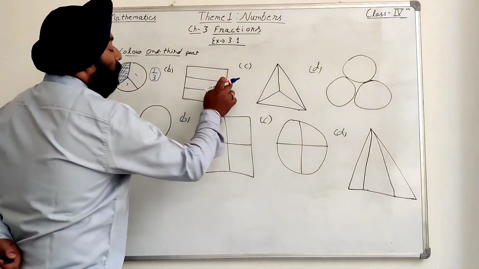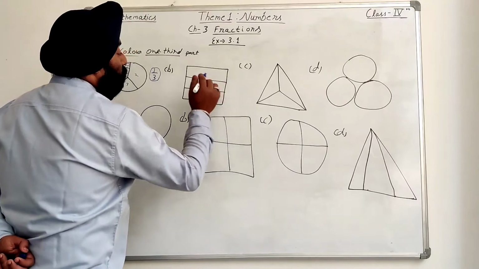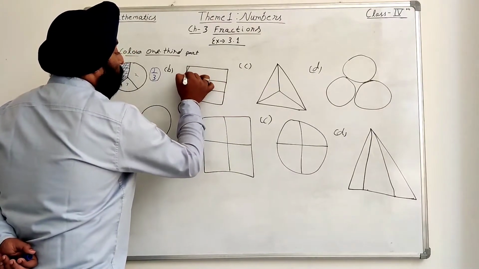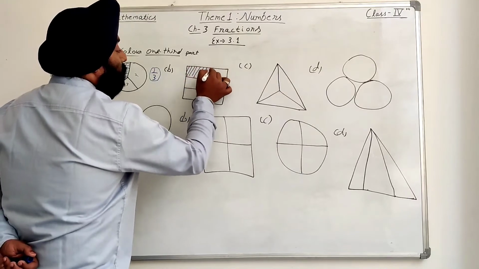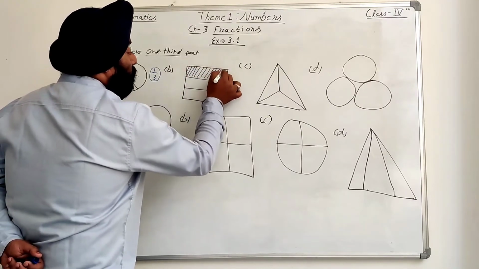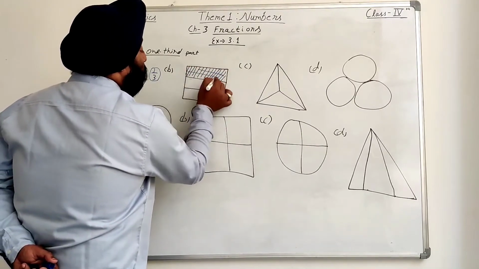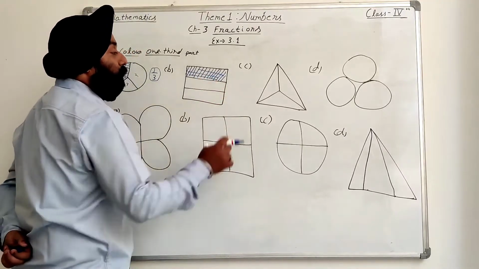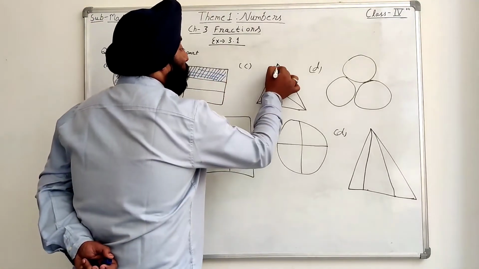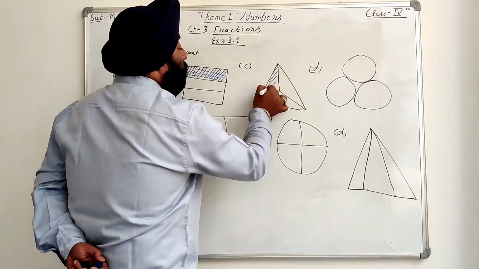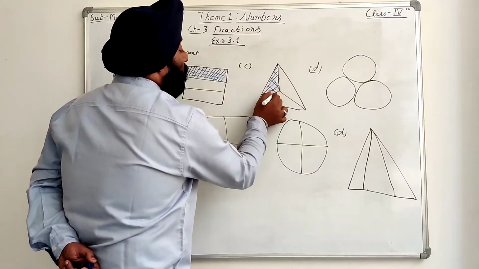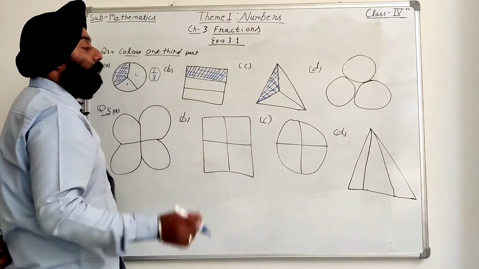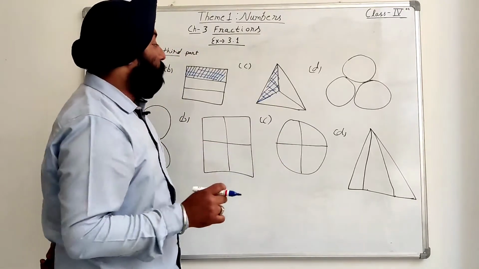We have to do the same in question number B. B part: color the one third part. We have just colored it. Question number B. Then C part. You have to color the one third part. I am just shading it. You have to color it.